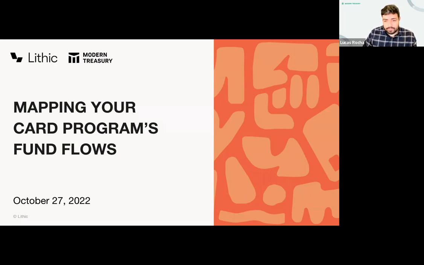My name is Lucas, and I'm Product Marketing Manager at Modern Treasury, and we're excited for today's conversation because we're co-hosting the session with our friends at Lithic. Lithic is a program manager and a backend process providing APIs for issuing and managing cards. And Modern Treasury is a unified payment operations platform, which includes bank integrations, payment automations, and a ledger API. So today we'll be talking about mapping your card program's fund flows, or how these two worlds come together.